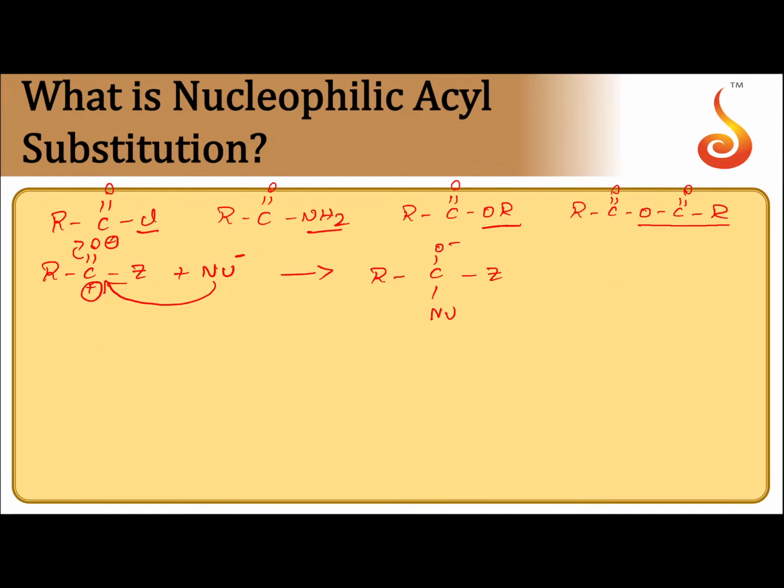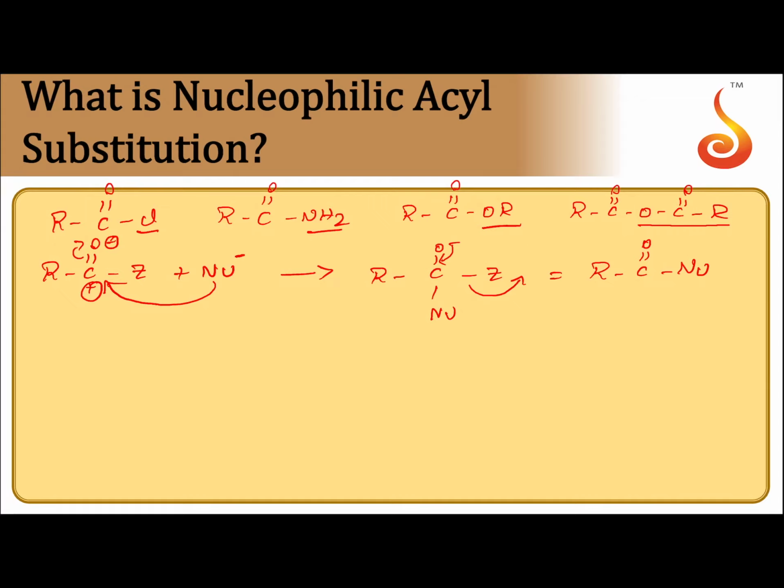So what will I get here? A tetrahedral intermediate is obtained. Unstable tetrahedral intermediate. Why is it unstable? Oxygen is negatively charged here. So the negative charge comes back, the leaving group leaves, and you will get the final nucleophilic substituted product. Again I am repeating, derivatives of carboxylic acids undergo nucleophilic substitution reaction.